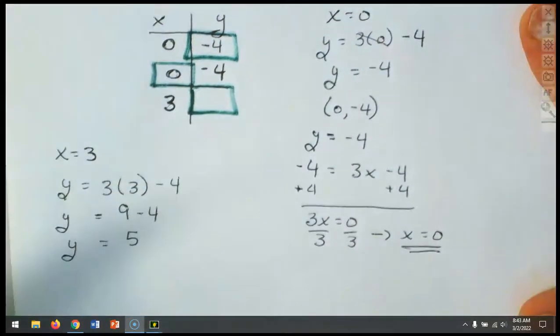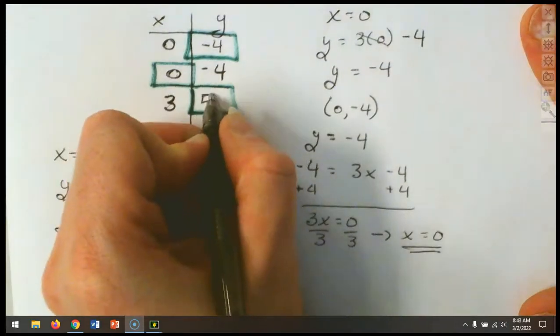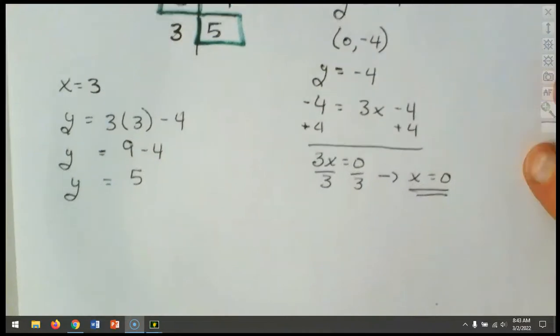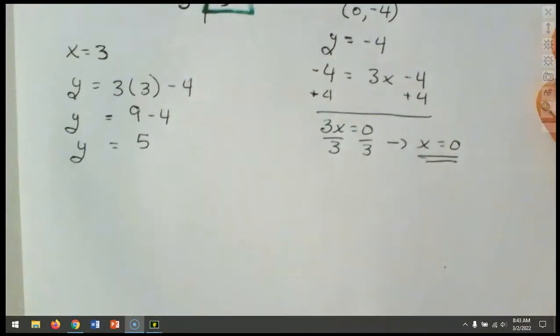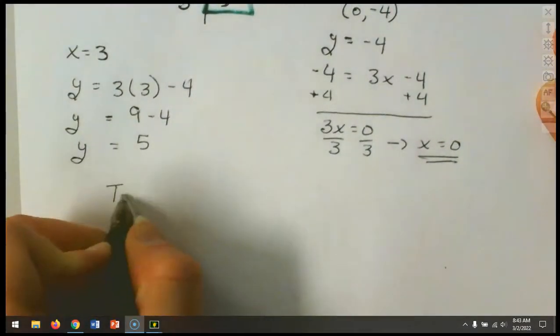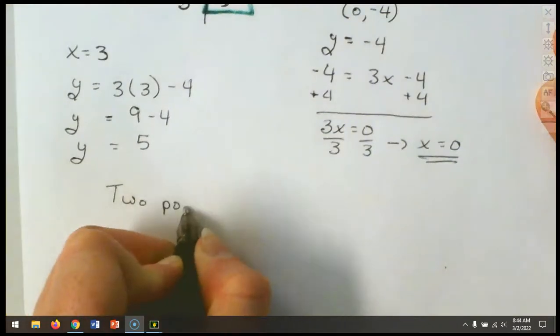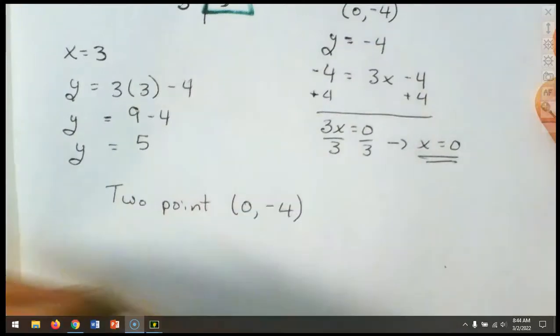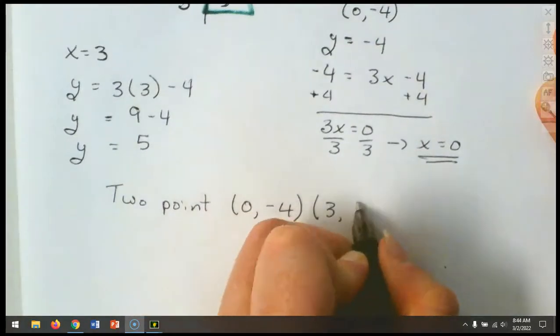Now, do we have at least 2 different points? Yes. If that would have come out to be a fraction, we would use the decimal approximation to kind of figure out where to plot the point. See, these came out to be whole numbers and we're fine. But what are our 2 different points? Okay, we work these out. We've got our 2 points. We've got 0, -4, and we've got 3, 5.